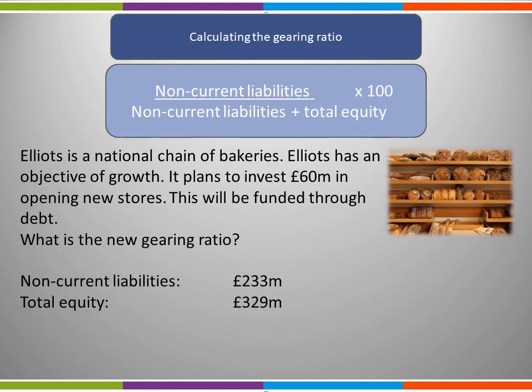In the examination, we often get a question where a business has an objective of growth and is considering an appropriate source of finance to fund this investment. Here, Elliott wants to grow the business and it plans to invest 60 million in opening new stores. This will be funded through debt. In questions like this, the examiner is looking for you to show off your quantitative skills by calculating the new gearing ratio. Why not pause the video whilst you try to calculate the new gearing ratio?